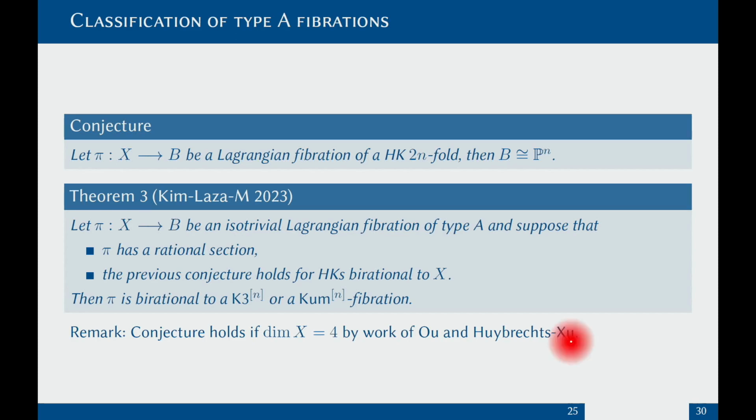So the theorem that we prove is that if you have an isotrivial Lagrangian fibration of type A, so this is the main assumption, this type A assumption, and if pi has a rational section, and if moreover the conjecture holds, we just need it to hold for things that are birational to x, but let's just say that the conjecture holds, then pi is birational to either a K3n or a Kummer-n fibration. So in some sense, those are the only two. As far as birational geometry is concerned, those are the only two.